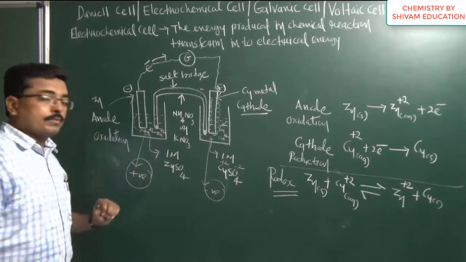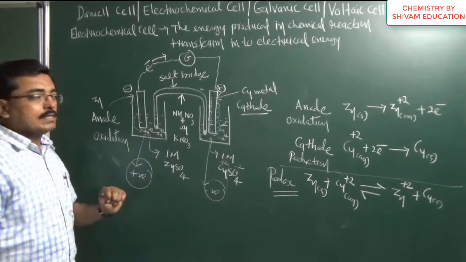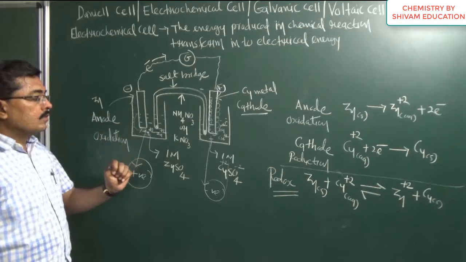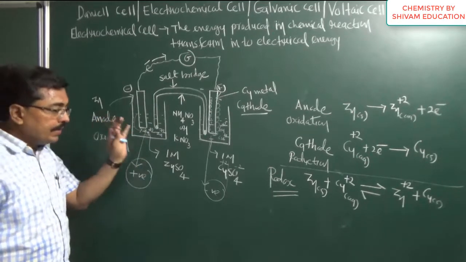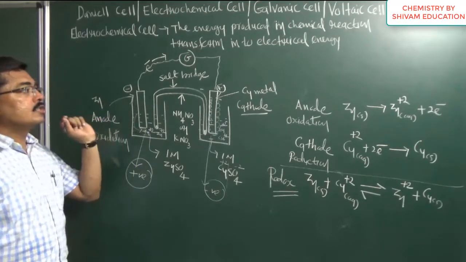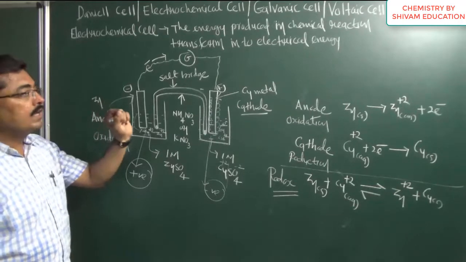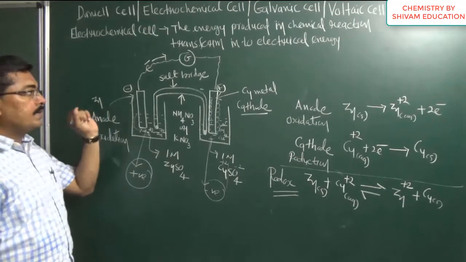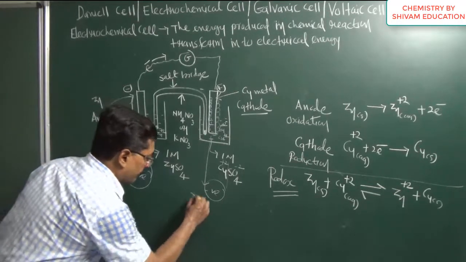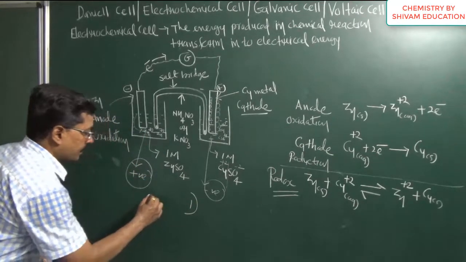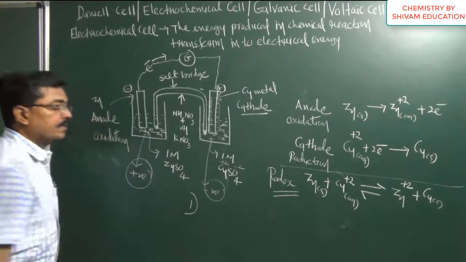And so that the cell reaction does not stop, a salt bridge is used. So it is observed that during a chemical reaction, ions will transfer through the salt bridge. So the salt bridge has two functions. First, or we can say the application of the salt bridge. The salt bridge has two functions.